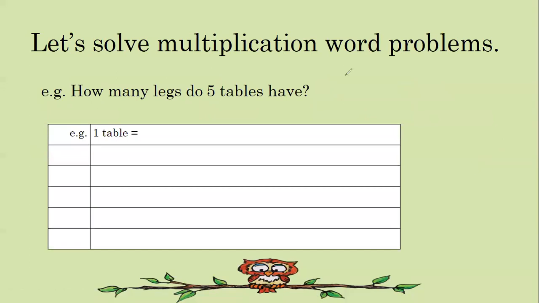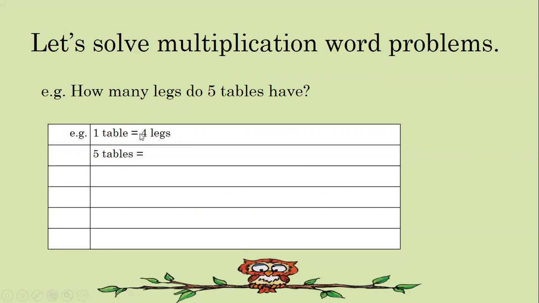The question asks, how many legs do 5 tables have? And we're going through how to write the word statements, right? So the first thing we have to put is how much one has. So one table, I want you to write this in your book if you don't have it. One table has how many legs? And you can pause the video anytime you want to write what you need to write. Okay, so one table has 4 legs, right? We know that tables have 4 legs. And we have to find out how many legs 5 tables have.